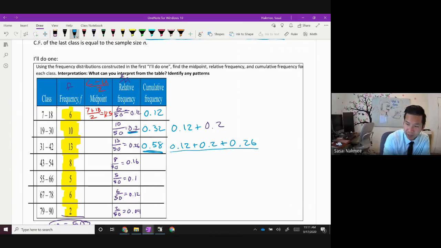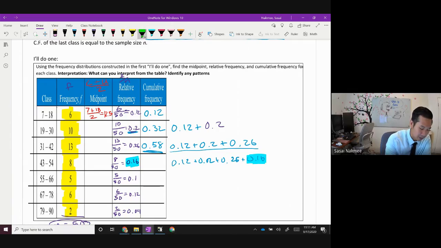You just keep adding them along. So we'll do it again. I'll add this next one. This next one's going to be now 0.12 plus 0.2 plus 0.26 plus 0.16. Do you see what's happening here? Each time I'm adding this new number. So in this case, this number right here of 0.16, that's this number right here.